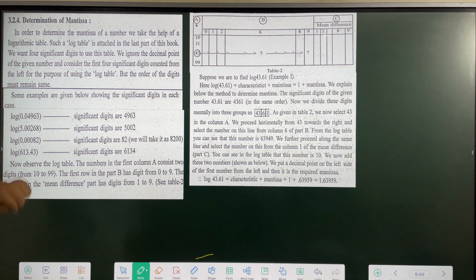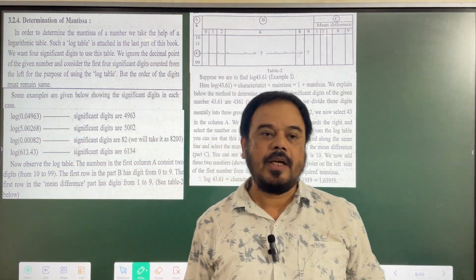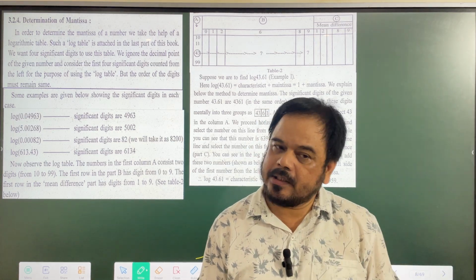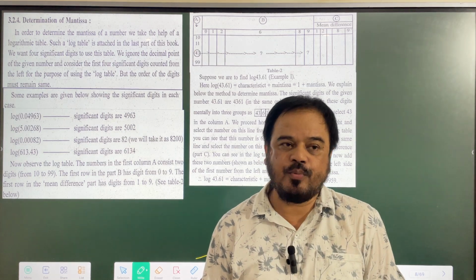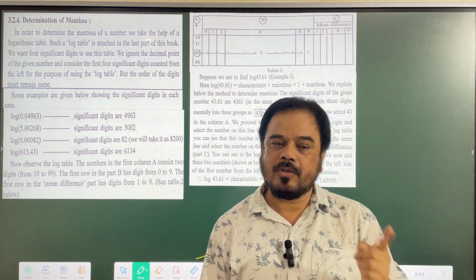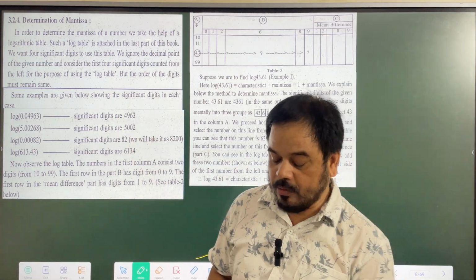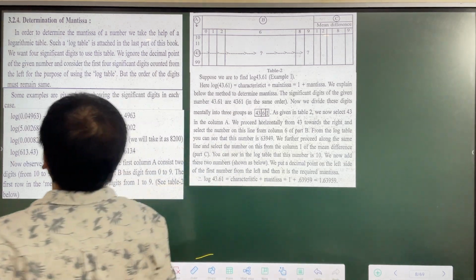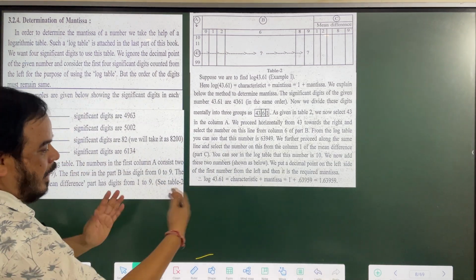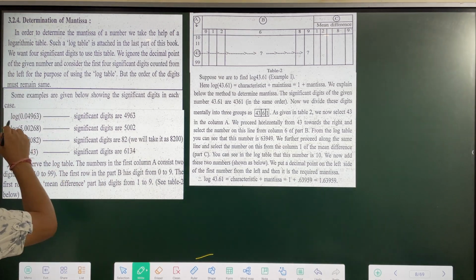Determination of mantissa. Till now we have learned about characteristics. For 10 to the power minus 3, the characteristic will be minus 3. For 10 to the power minus 4, the characteristic will be minus 4. For 10 to the power 7, the characteristic will be 7. Now we are going to learn about mantissa, that means the second part. The second part will always be a decimal. For that, here are some examples.